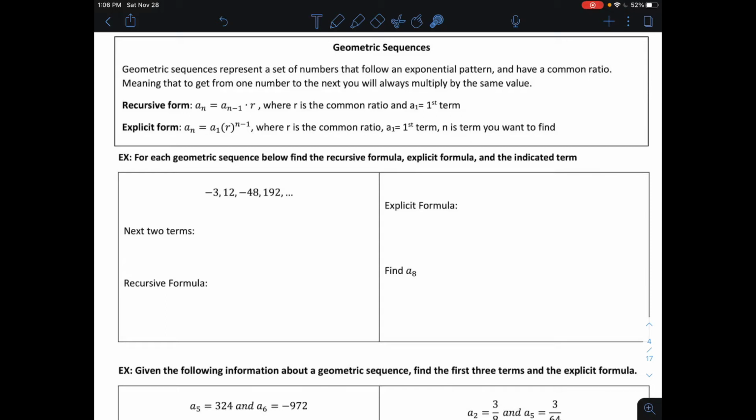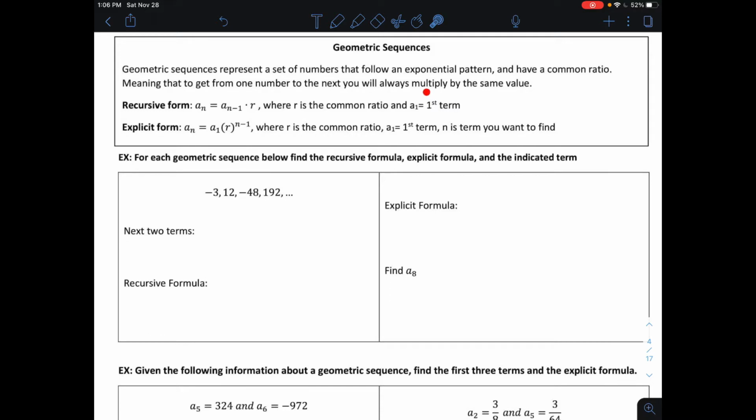In this video, we're going to look at another special kind of sequence, and these are considered geometric sequences. Geometric sequences represent a set of numbers that follow an exponential pattern, which basically means that if I wrote out this sequence, to get from one number to the next, we're going to multiply by the same value every single time. Notice how we said multiply by the same number, not divide.